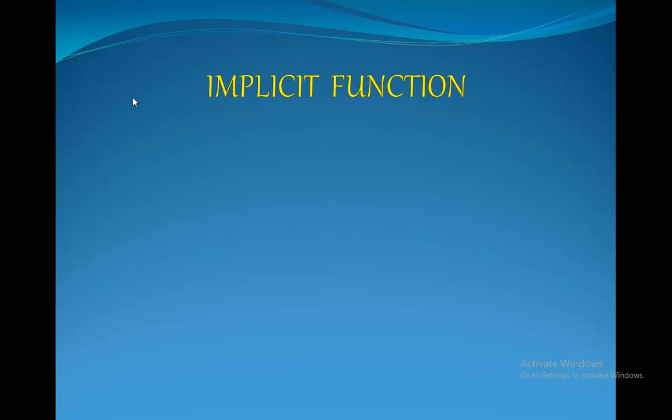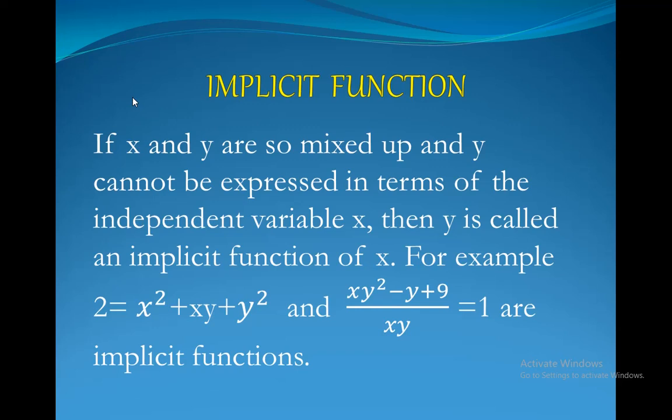Next we have implicit function. It says if x and y are so mixed up that y cannot be expressed in terms of the independent variable x, then y is called an implicit function of x. Its examples: the first one is 2 is equal to x square plus xy plus y square, and the second example is (xy square minus y plus 9) over xy is equal to 1. Viewers, it is clear that you cannot write a single y is equal to some x and no other y. That's why such kind of function is an implicit function.